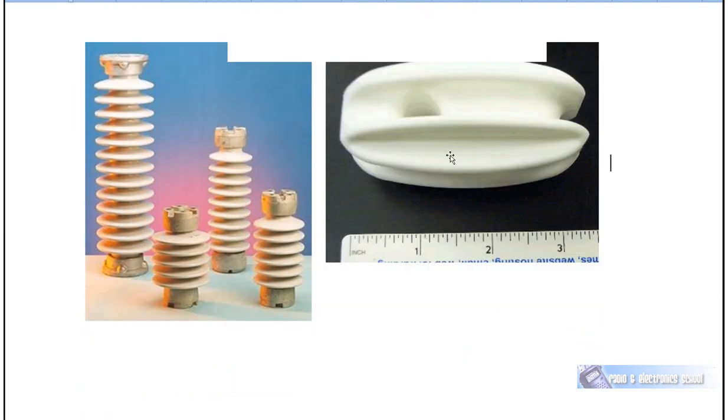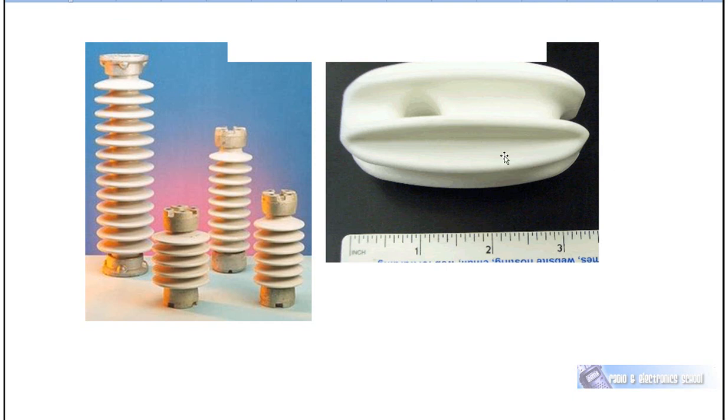On the left we've got some insulators made of ceramic. They could just as easily be made of glass, and these insulators look to me like they come from the power industry. So a very, very long insulator like that would withstand a very, very high voltage, and the smaller ones they'd withstand a much lower voltage. But all of these insulators would withstand thousands and thousands of volts.